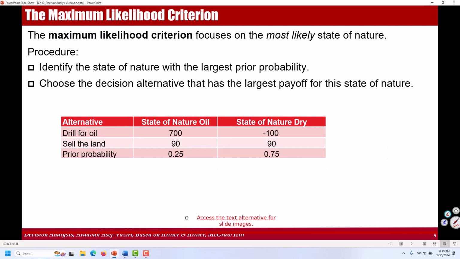Maximum likelihood. This is how it works. Look at probabilities and find the maximum probability, which is here. And then we will choose the alternative that has the highest payoff. This one has a payoff of 90. This one has a payoff of negative 100. Therefore, the highest is here, and we choose this alternative. So in step 1, we find the maximum probabilities, maximum likelihood. And in step 2, the one which provides maximum payoff.